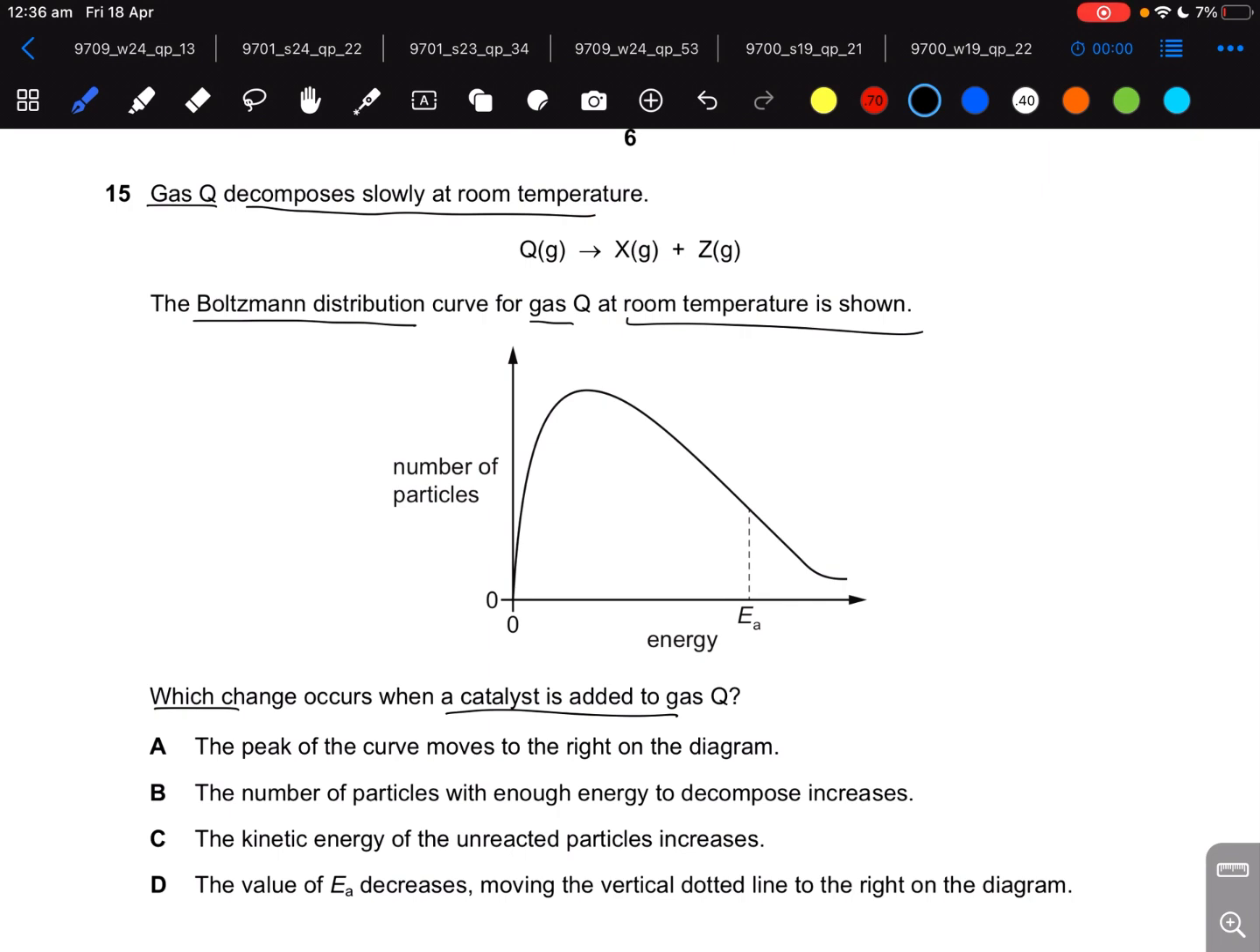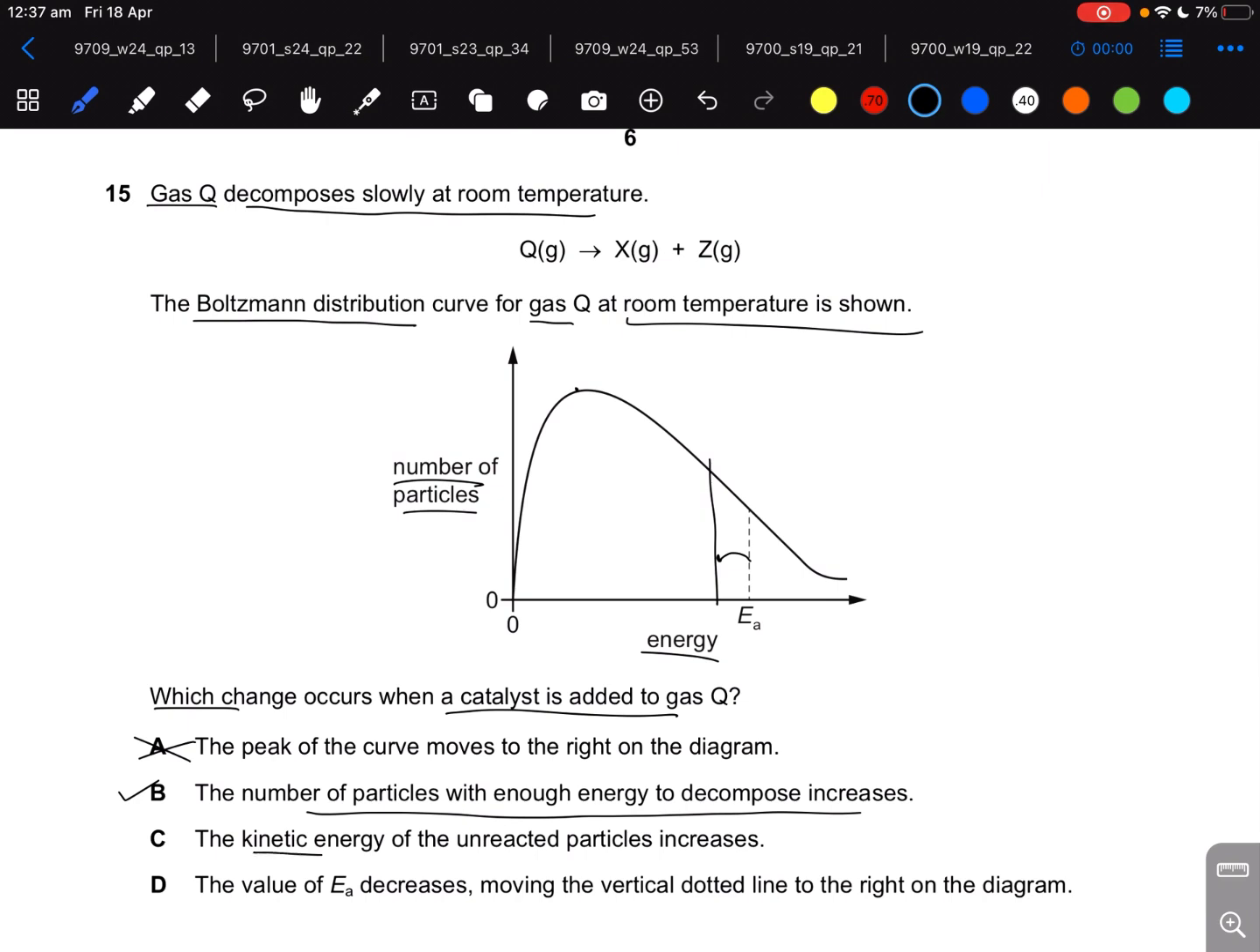So first of all, you have to know that a catalyst doesn't affect anything in the number of particles or the energy except the activation energy. So this will move here and that's it. Nothing will move, no peak changes, nothing. Peak of the curve, no. Number of the particles, okay, yes, because as the activation energy decreases, you have more particles with enough energy to decompose.